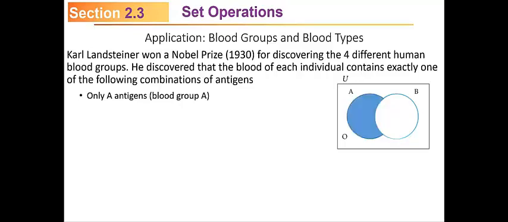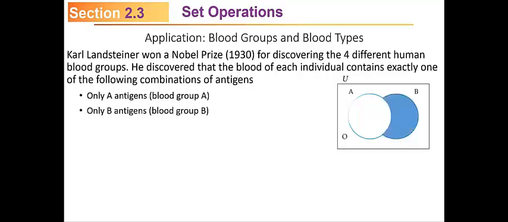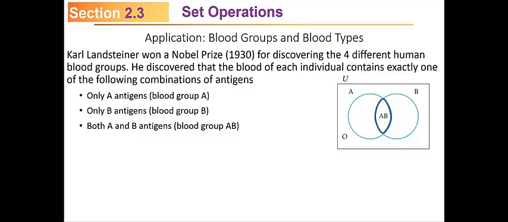Venn diagram wise, that would be shading the part of circle A that doesn't overlap into circle B. If you have only B antigens, you're said to be in blood group B, and you'd illustrate that on the Venn diagram by shading the circle B, but not bleeding over into circle A at all. Or you could have both A and B antigens. That would be blood group AB. And if you have A and B, that would be the intersection. That would be the football-shaped region where A and B intersect.